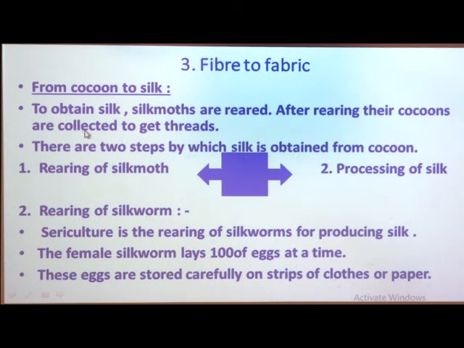Which life stage is that? The pupa. So after the third stage we collect the cocoons, and from these cocoons we can get threads, also called yarn. From this yarn we are going to make silk fiber. In this processing of silk fiber there are 2 steps. Which 2 steps are there? There are 2 steps by which silk is obtained from cocoon. The first step is rearing of silk moth, and the second one is processing of silk.